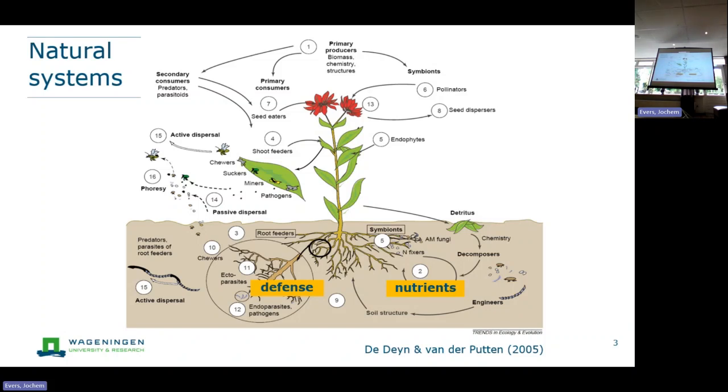So on the one hand, we have mutualistic symbionts that could help with that. I'm sure the legumes have been mentioned before. And what's the main reason for wanting legumes in your system? Or one of the important reasons in terms of nutrient acquisition? Nitrogen. Indeed, that nitrogen fixation. But not all plant species have that. Indeed, certain plant families have that.